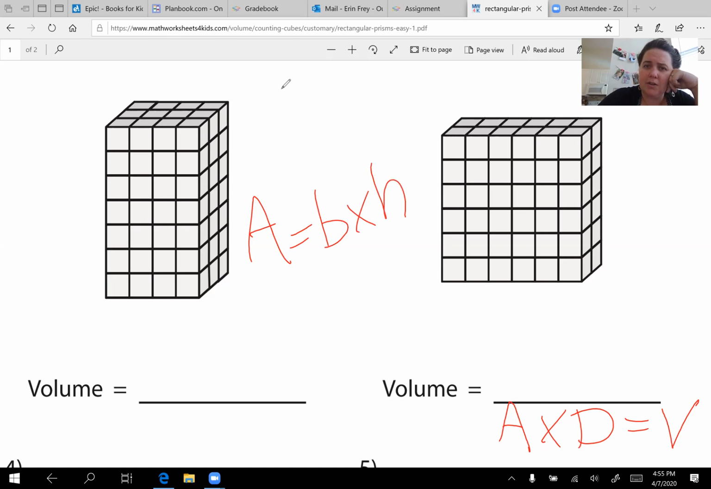So now let's change my color. I'm looking at my base, 1, 2, 3, 4, 5, 6. And my height, 1, 2, 3, 4, 5, 6. 6 times 6 is 36. The area of my face, the part that's staring right at me, is 36. Now I have to times it times the depth.